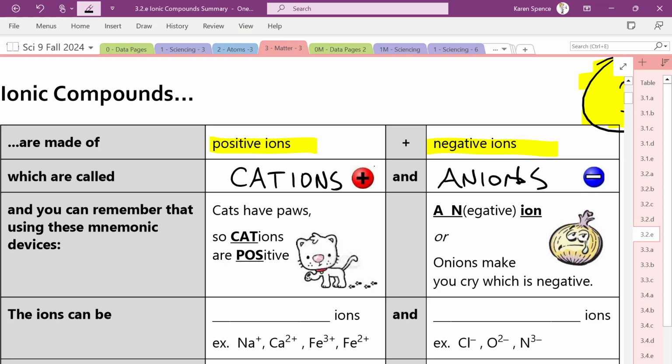And I can't tell you how happy I was to find the little crying onion and the little cat showing us their paw. I was really excited to find those little clip arts.